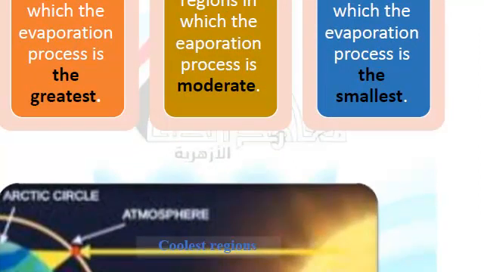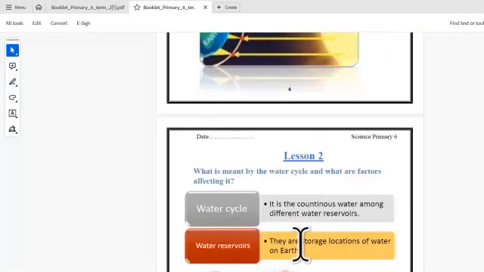Hottest regions are regions in which the evaporation process is the greatest. Moderate regions are regions in which the evaporation process is moderate. Coolest regions are regions in which the evaporation process is the smallest.